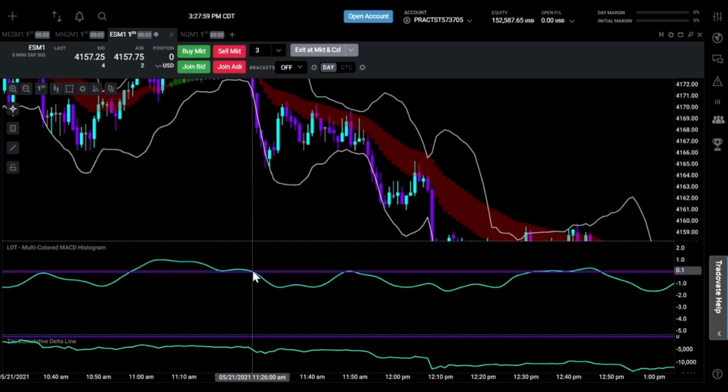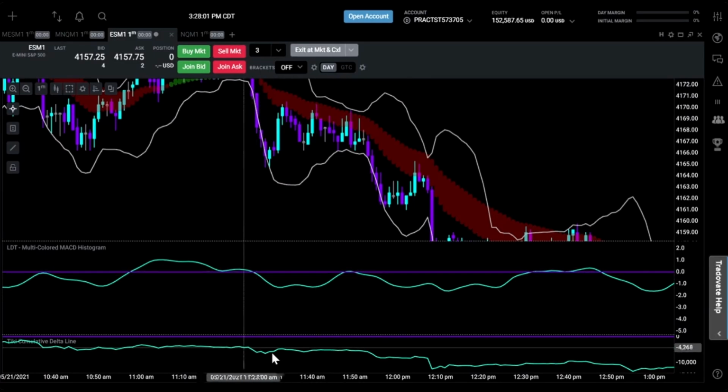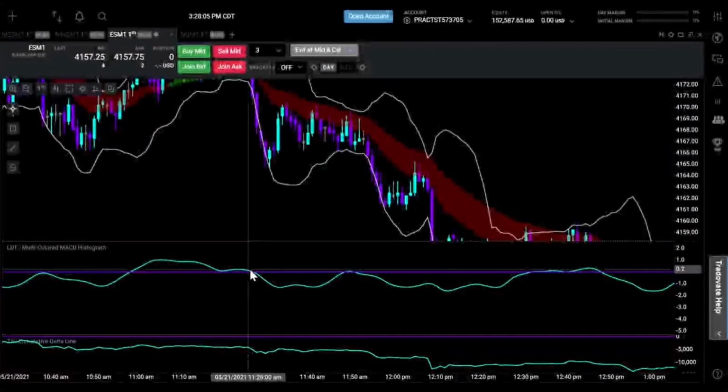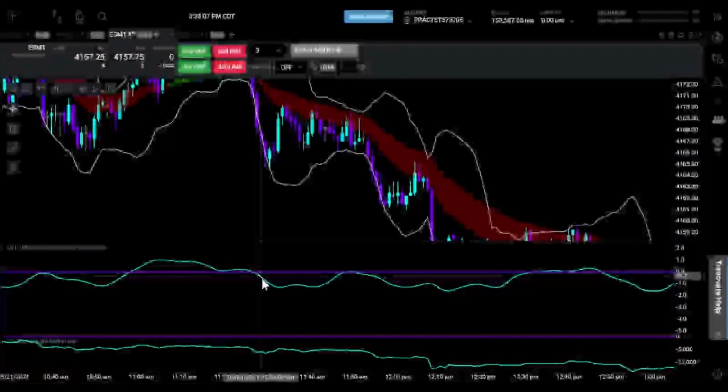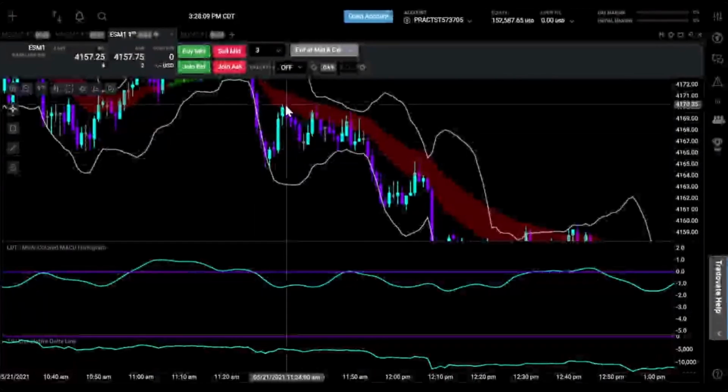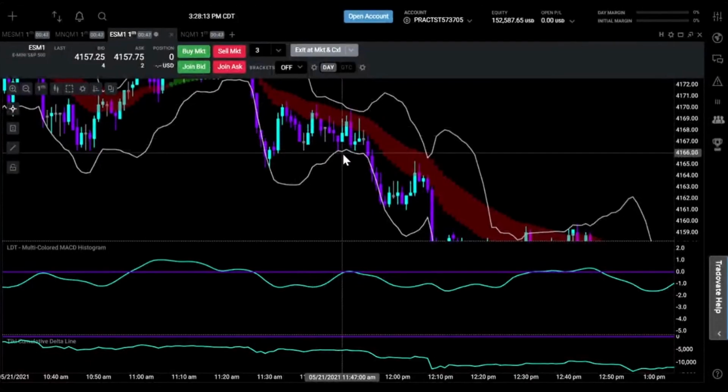We had a cross below. This is already telling us to be short. We already know this. Now we're looking for a cross below the zero line. And it did. It crossed below it. And then we retrace back into the cloud. Okay? And you can sell it off into the lower Bollinger Band.